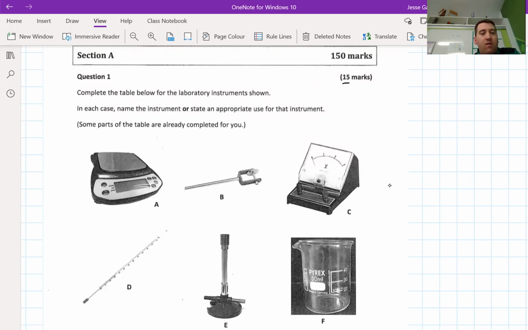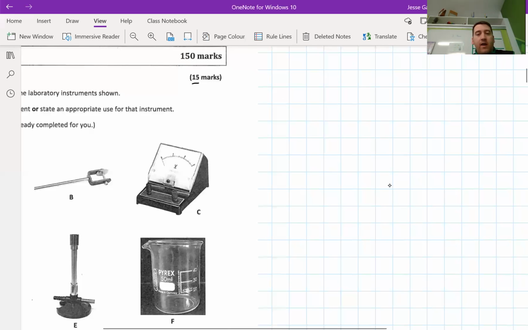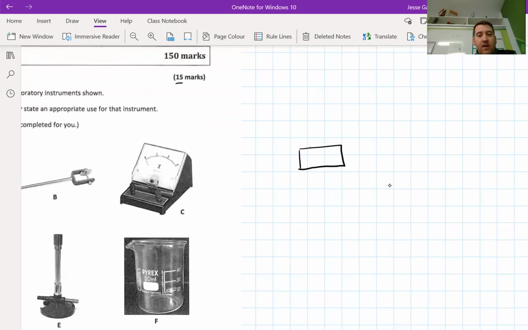It says complete the table below for the laboratory instruments shown. Now we're not going to look at the table just yet. We're looking at the 5 different instruments. The first thing to note is that this instrument is called a mass balance. We typically would draw it like this, and we might put something on top of it. It usually has a screen that gives a readout of numbers, and we might put a beaker on top and fill it up with sand or salt, and it'll give us a reading in grams, so maybe 100 grams. This is for measuring mass, and it's called a mass balance. So a mass balance measures mass in grams.